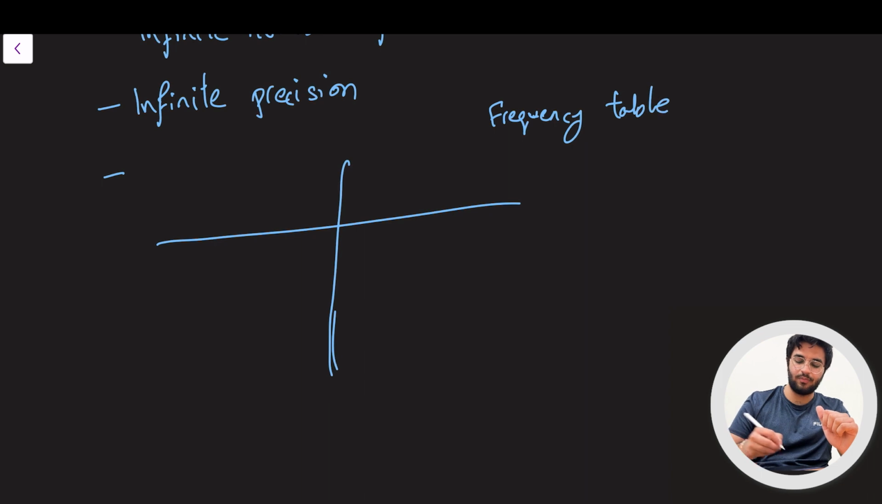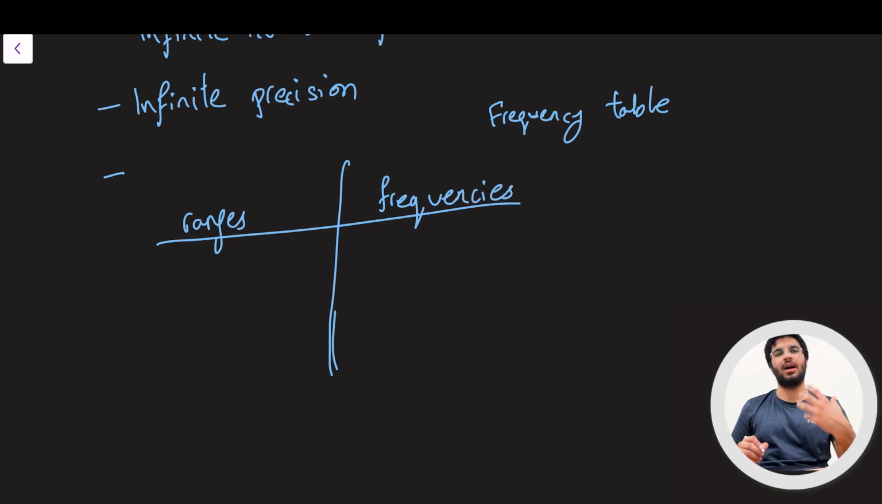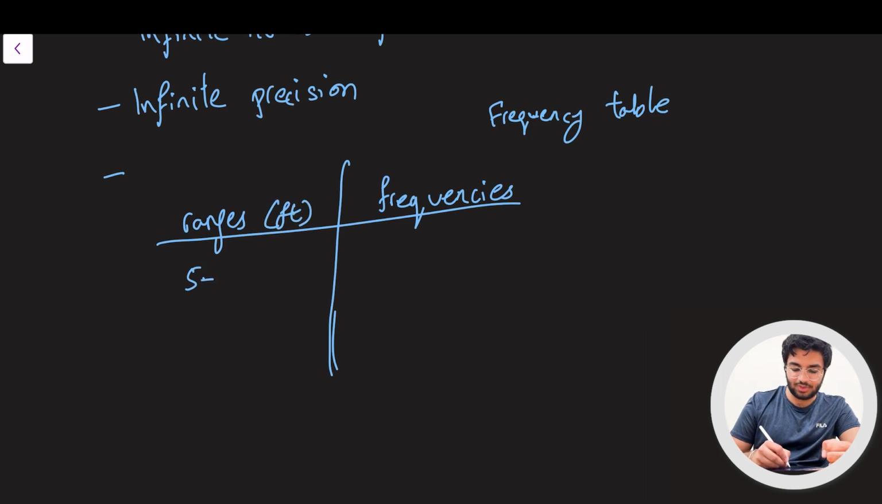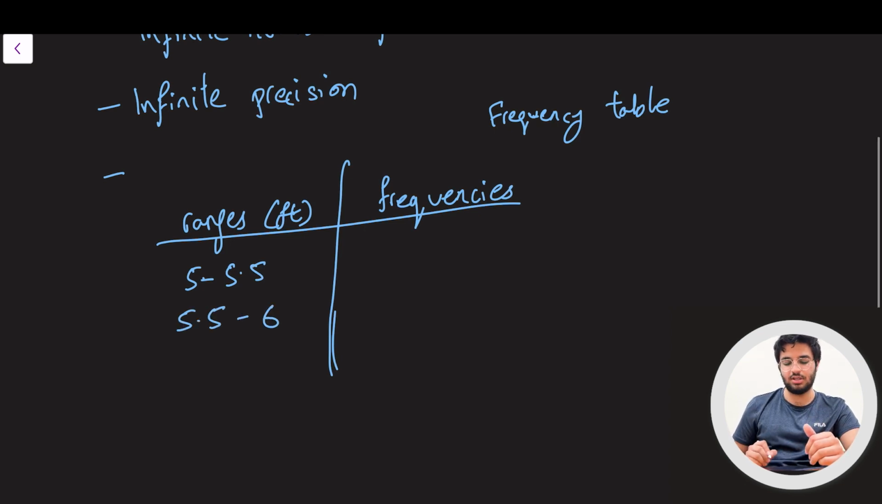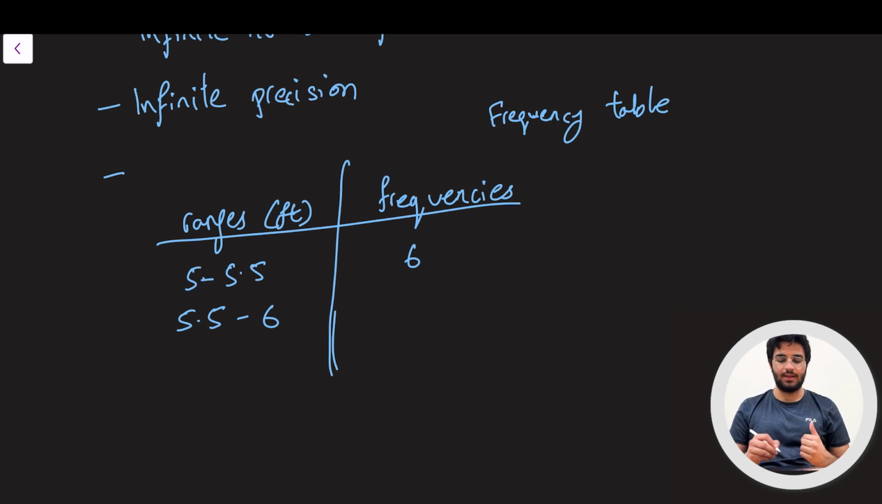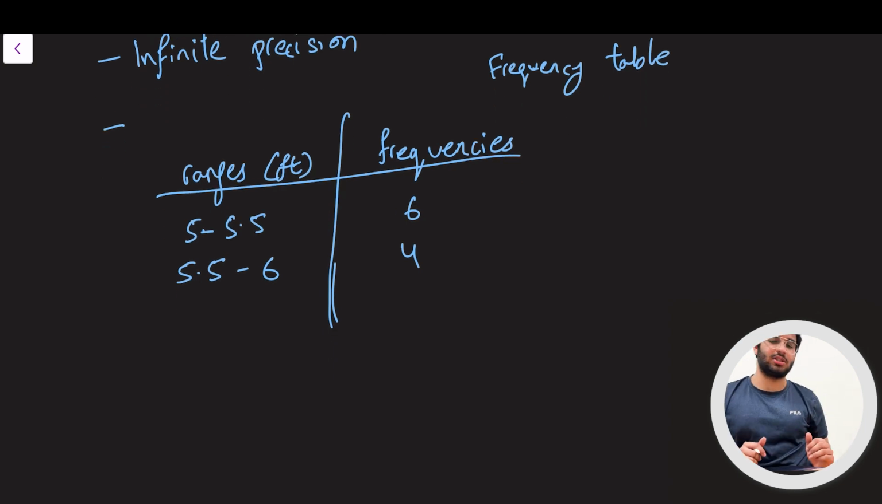So, frequency table. On the left-hand side, we have ranges. Right-hand side, obviously, frequencies. So how does this look? Coming back to our example of measuring heights, we can say that the ranges are in feet. We can say one range is 5 to 5.5. Another range is 5.5 to 6. You measure 10 people and you say 6 of them were between 5 and 5.5 feet, and 4 of them were between 5.5 and 6 feet. That is what a frequency table looks like.